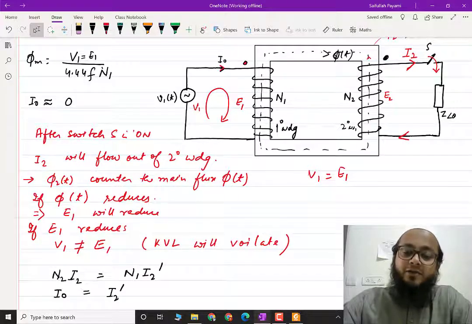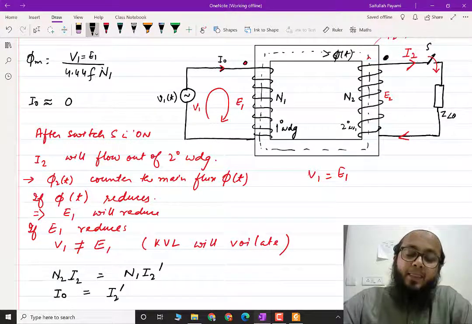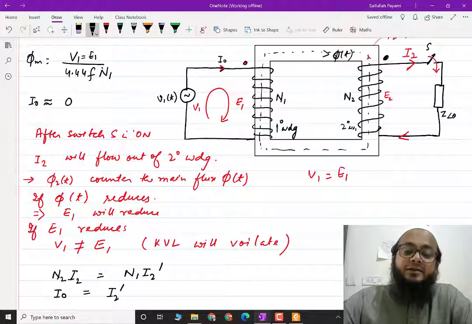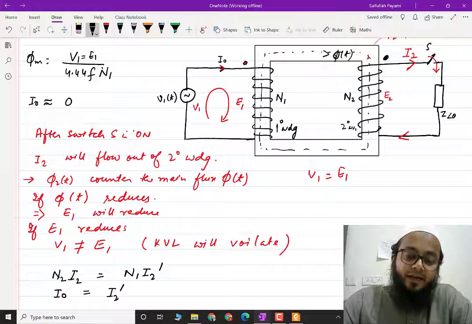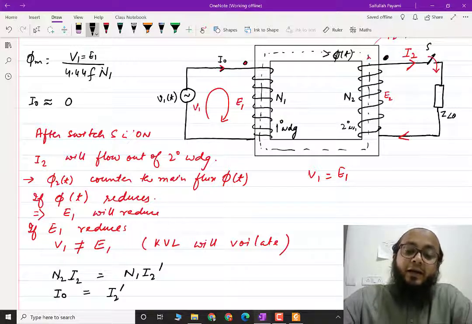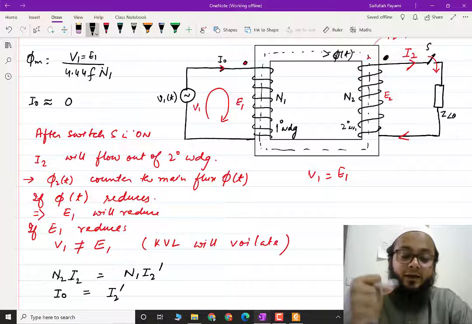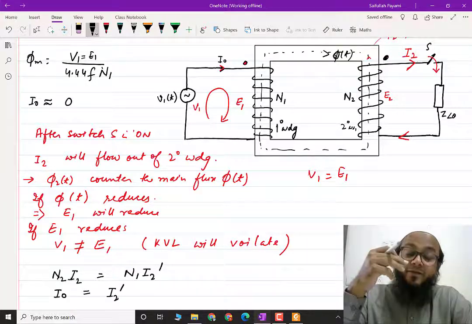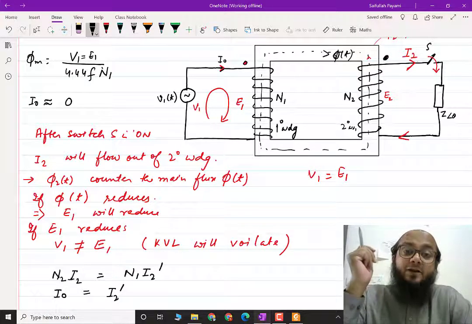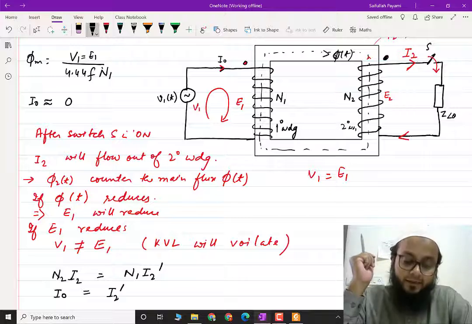If the current comes out from the secondary winding, its direction is such that it will try to counter the main flux, phi t, and so try to reduce the flux. Now if this flux gets reduced, E1 will get reduced, and then the source voltage has to be reduced. But source voltage one cannot reduce, right? That is not in our hands. So if V1 is not getting reduced, KVL will be violated, right?